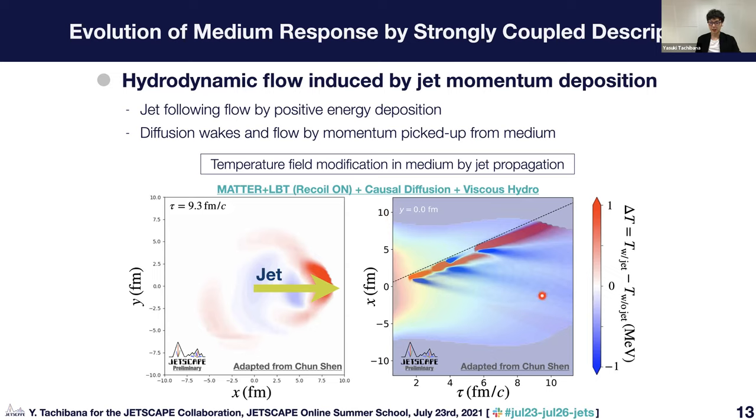And on the right hand side, I'm showing the same temperature difference profile of the medium in the X tau plane. And then you can see a high temperature tip region along this dashed line. This dashed line shows the path of the jet in the X tau plane. And because of causality, the modification of the temperature profile can be seen only in the region below this jet path. And again, we can see some negative contribution here.